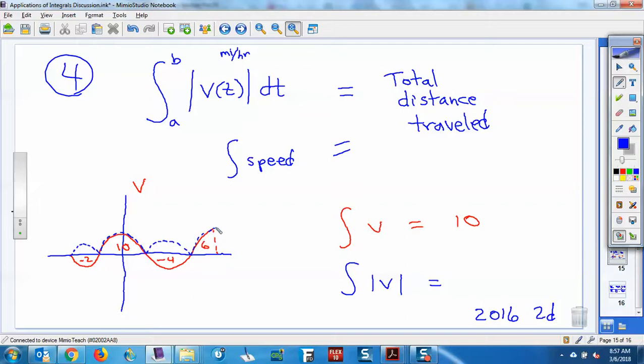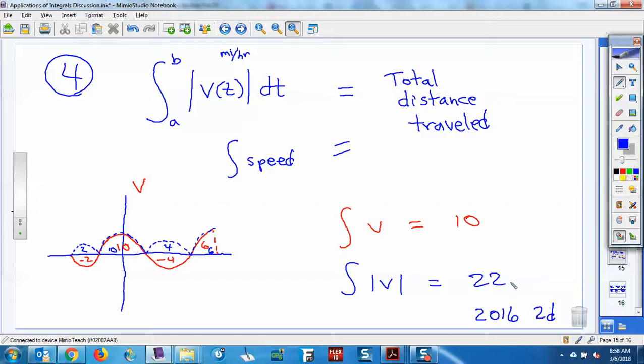Wouldn't that dotted graph be the absolute value graph? That'd be the speed graph. You turn everything positive. Everything that's negative turns positive. Well, now what do you got? Now you got 2, you got 10, you got 4, and you got 6. So you got 12 and 10, you got 22. Isn't that your total distance traveled?